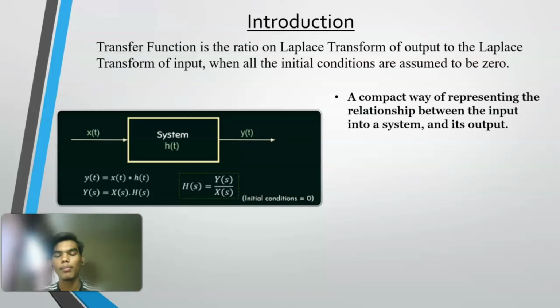where Y is the Laplace transform of y(t), X is the Laplace transform of x(t), and H(s) is the Laplace transform of h(t). And from this equation, we can take the ratio of Y(s) to X(s). Then we will have H(s) is equal to Y(s) over X(s), and this is the transfer function of the system. Now we have defined the transfer function of the system.